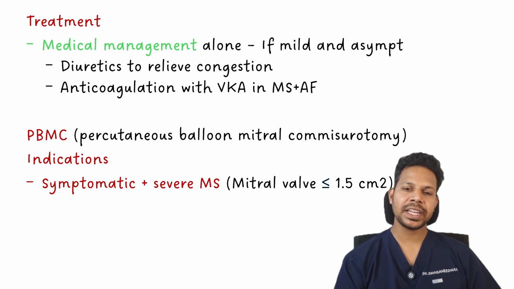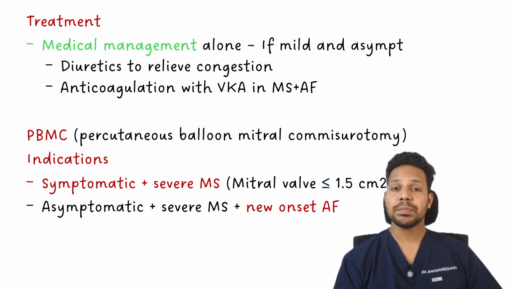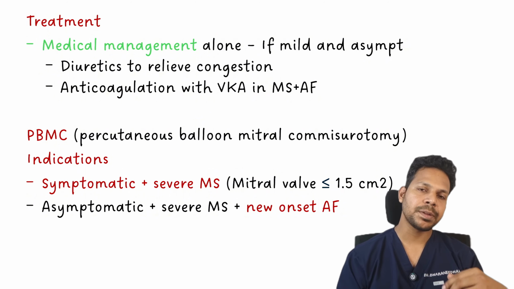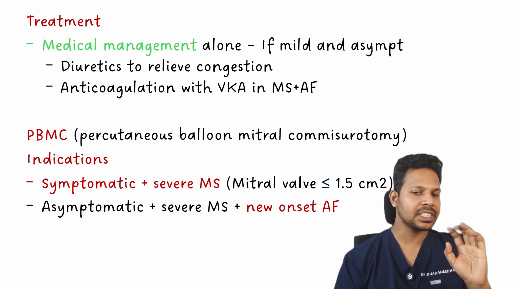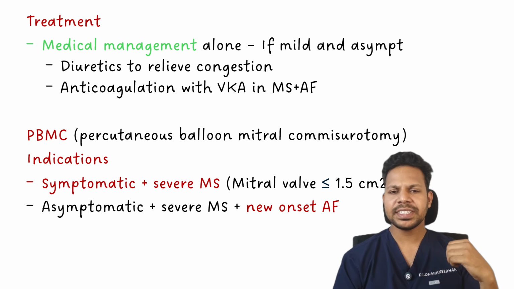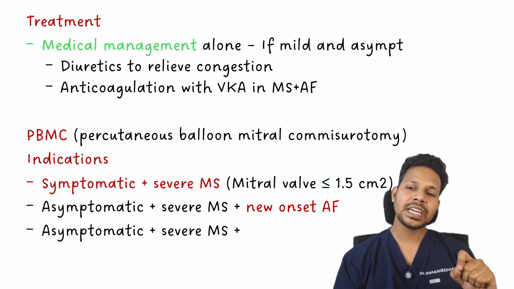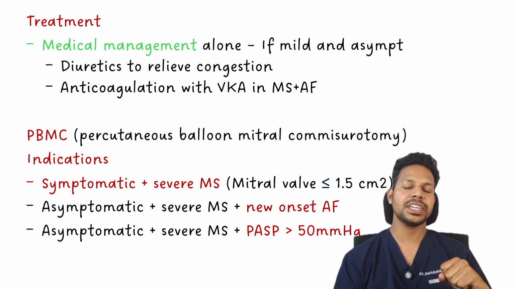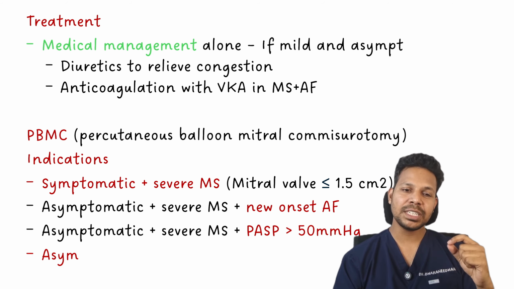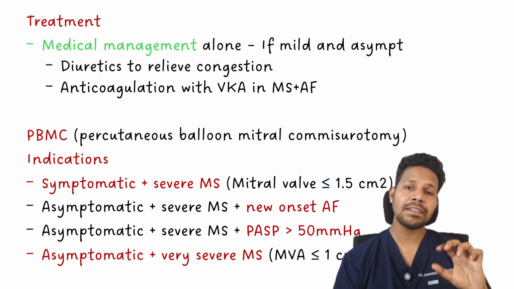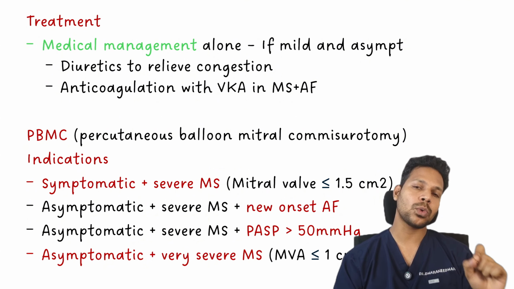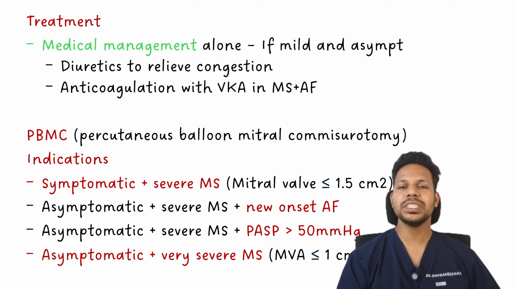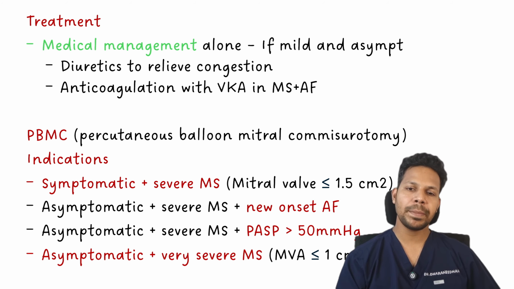If the patient is asymptomatic with severe MS, and if the patient is having new onset atrial fibrillation, that is an indication. If the patient is asymptomatic with severe MS, and if the patient is having pulmonary arterial systolic pressure more than 50 millimeters of mercury, again it is also an indication. And lastly, if the patient is asymptomatic but with very severe MS, that is the mitral valve area is less than 1 square centimeter, that is an indication to undergo percutaneous balloon mitral commissurotomy. So these are the indications for the patient to undergo PBMC.